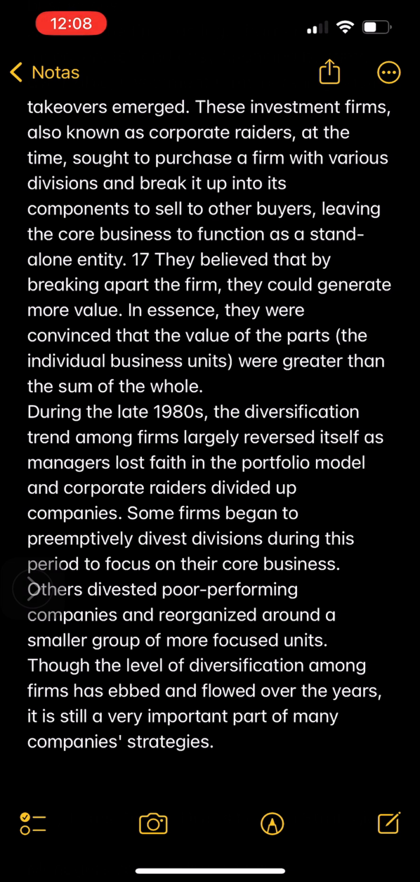During the late 1980s, the diversification trend among firms largely reversed itself as managers lost faith in the portfolio model and corporate raiders divided up companies. Some firms began to preemptively divest divisions during this period to focus on their core business. Others divested poor-performing companies and reorganized around a smaller group of more focused units. Though the level of diversification among firms has ebbed and flowed over the years, it is still a very important part of many companies' strategies.